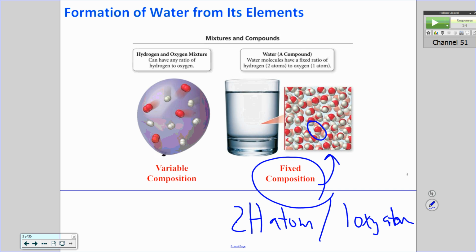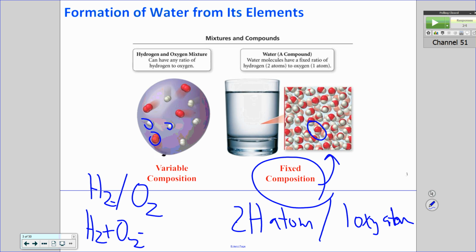All right. However, if you have just the elements themselves, if I took a balloon and put hydrogen in it and oxygen in it, I can release those gases at any ratio. I can change the composition. So in the element form, I can have H2 and O2 at any composition I want. And you could ignite that balloon. If it ignited, H2 plus O2 form water, and it releases a lot of energy. That's part of the hydrogen economy. We'll talk about that as we go forward.